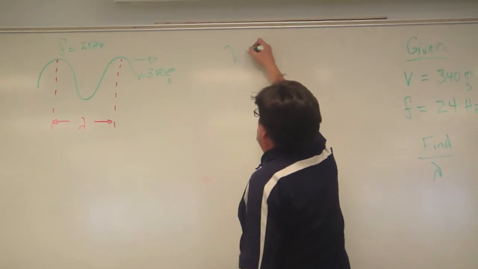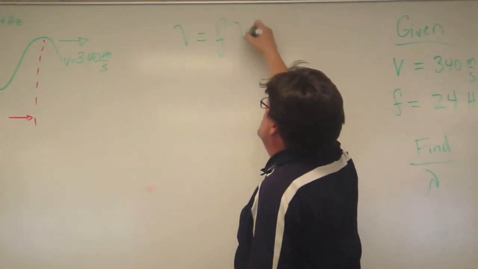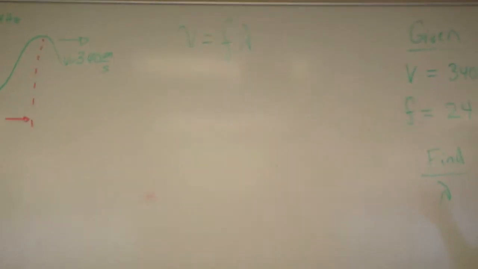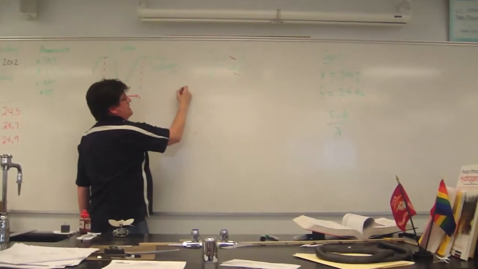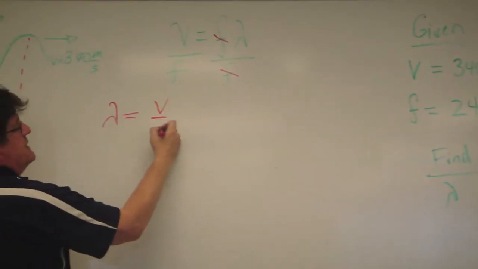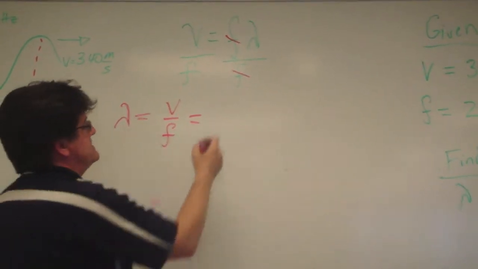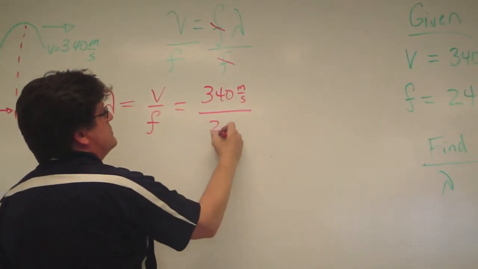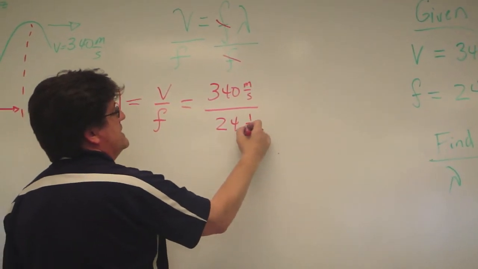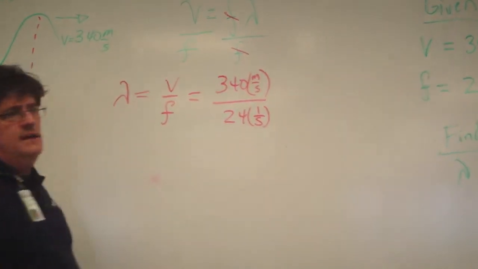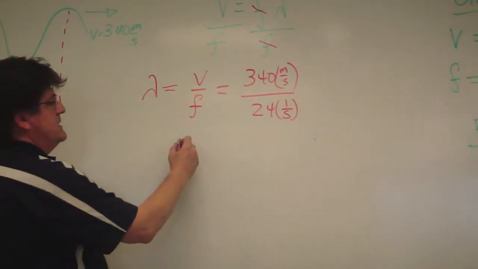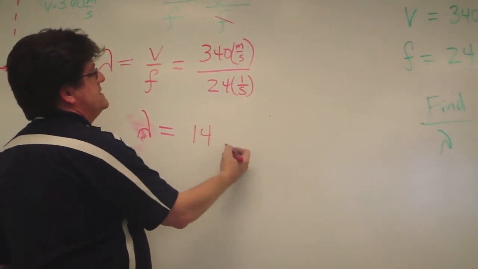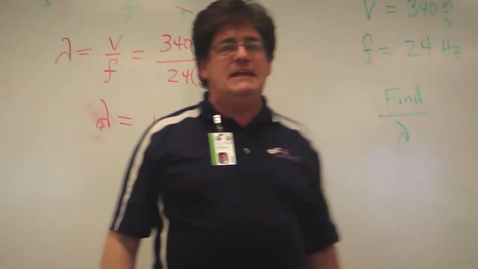Well, I'm going to start with my wave speed equation, and there it is. I'm going to do one step of algebra to solve for lambda in that equation. Now I'm going to say that lambda is equal to the velocity over the frequency, and in my case, that's 340 meters per second divided by 24 1/s, that's a hertz. And that comes out to be approximately lambda is approximately 14.